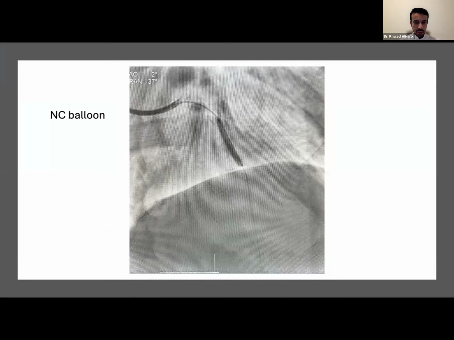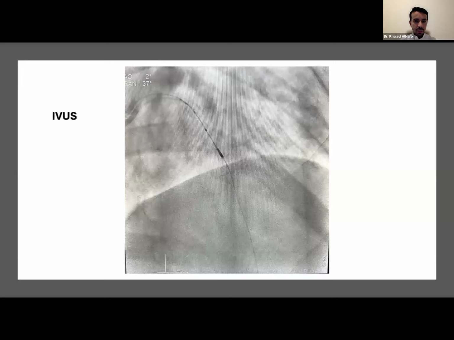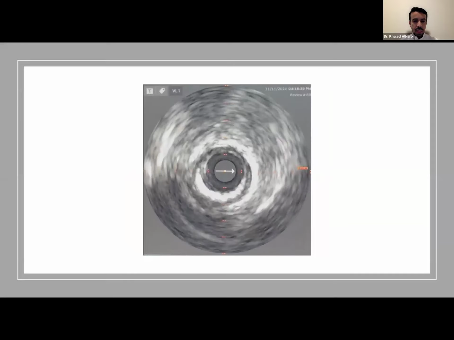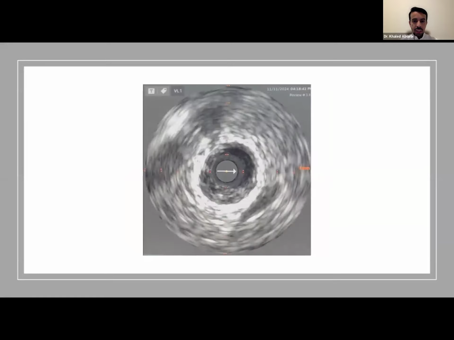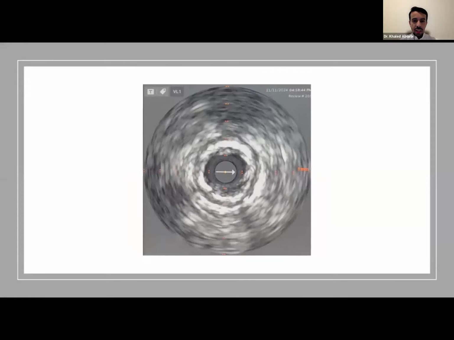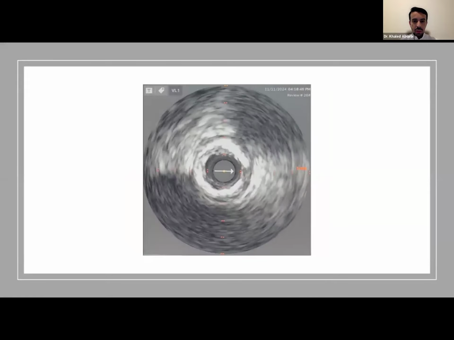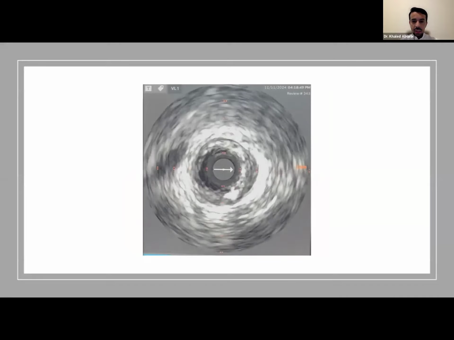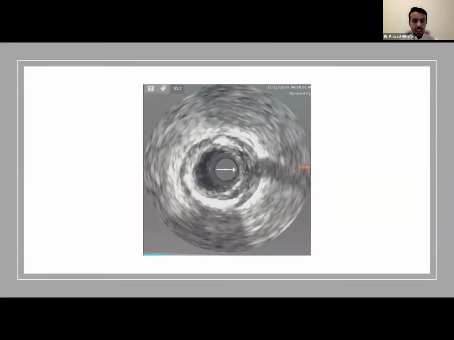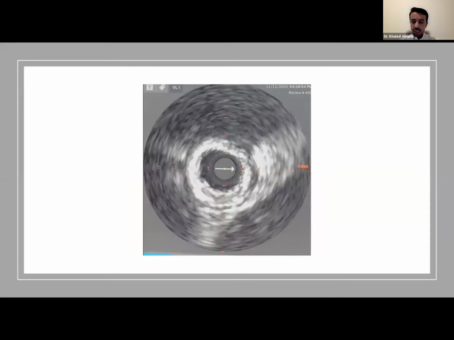And then I just started that lesion, and you can see here there is still some waist in the NC balloon. So I just used IVUS just to clarify what I'm dealing with. So IVUS showed mixed plaque with superficial and also deep calcification. There is two areas of stenosis which showed heavily calcified, more than 270 degree calcification.